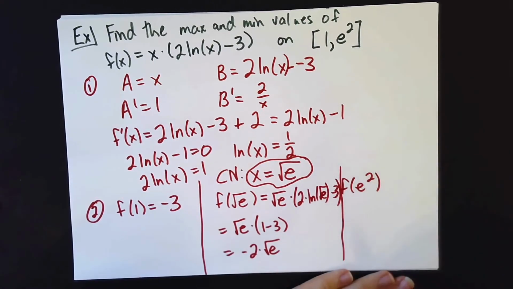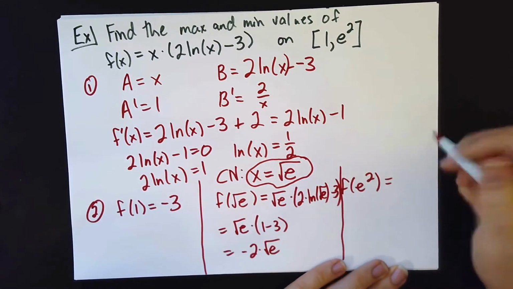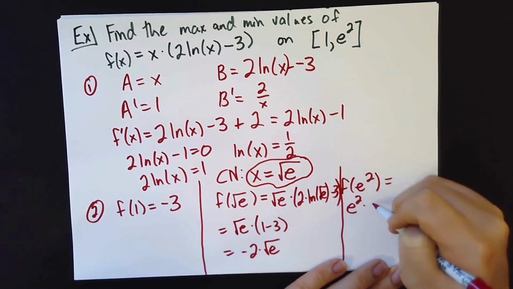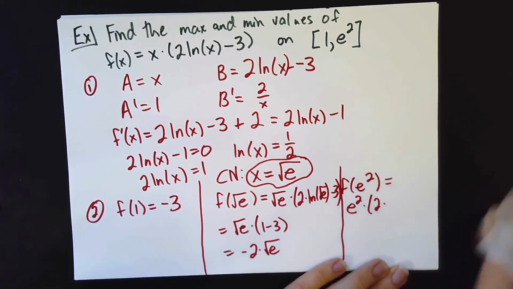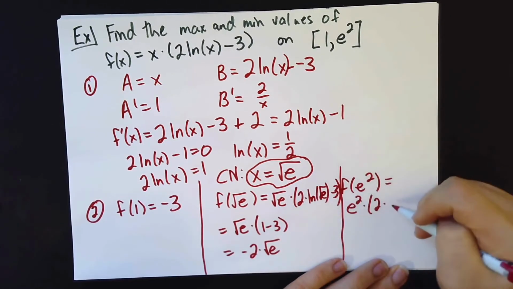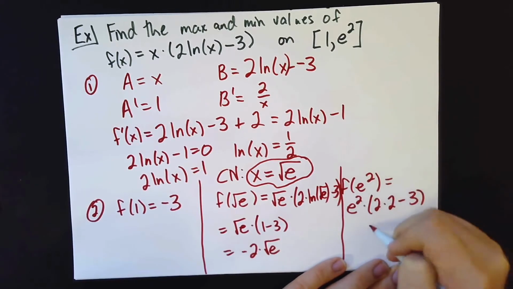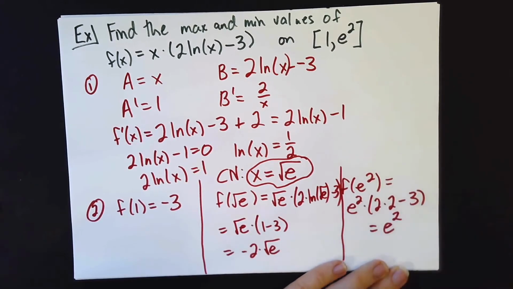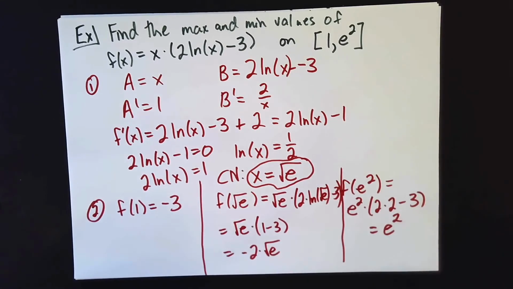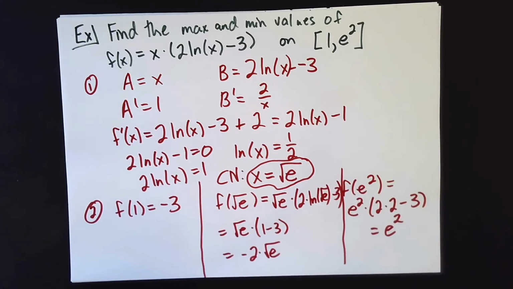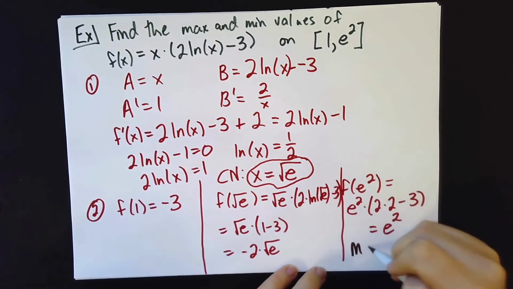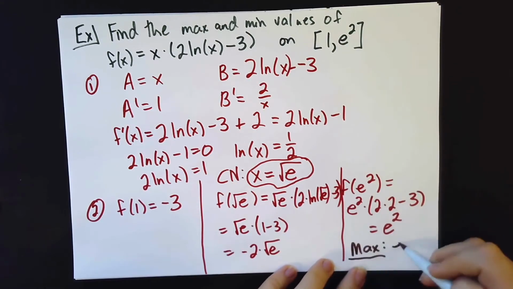And then f of e squared is going to be e squared times 2 times the natural log of e squared, which is also 2, minus 3. So this is e squared. Okay, so now we have to decide which of these numbers is the largest and which is the smallest. One of those is a little easier than the other. Namely, e squared is the only positive one, so it's definitely the biggest.